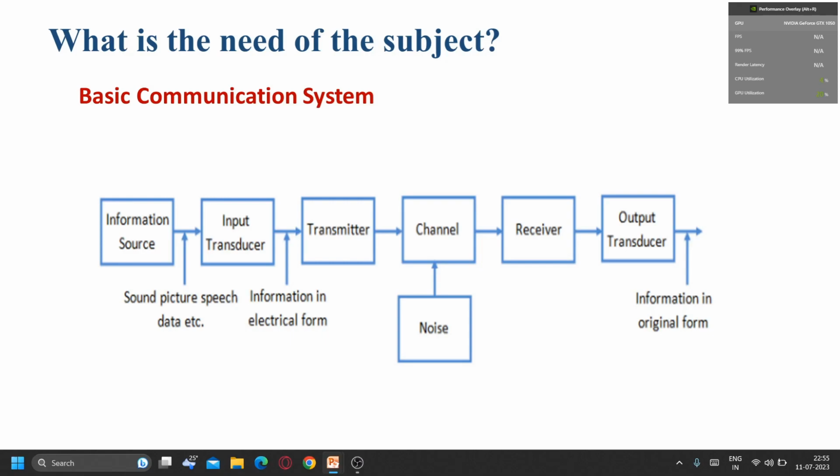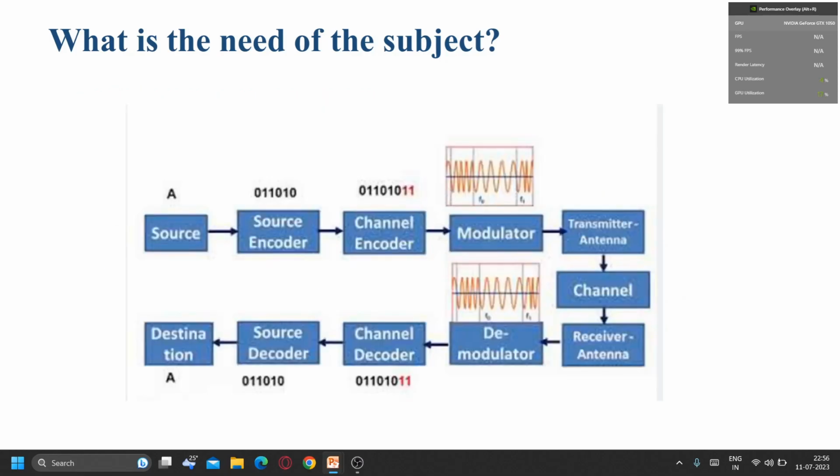You can see a block diagram of a basic communication system where the basic blocks are information source, transducer, transmitter, channel, receiver and output transducer. The input as an image, picture, text, or video can be given to the information source. The transducer converts it into a compatible form and then we transmit it through a channel, receive it, and have an output transducer. But if we expand this communication system block diagram, we can find that before transmitting the signal through a channel, we have another two blocks called source encoder and channel encoder.